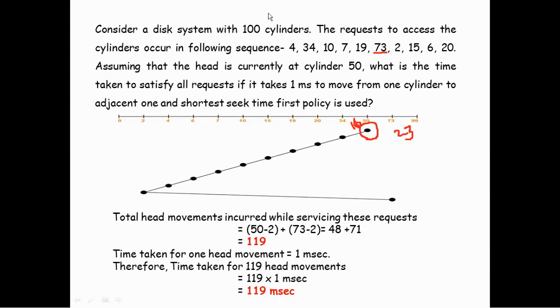Suppose the time taken to move from one cylinder to the adjacent one is given as 2 milliseconds, then we need to multiply 119 by 2. This is the way how the time taken for all the head movements are computed.